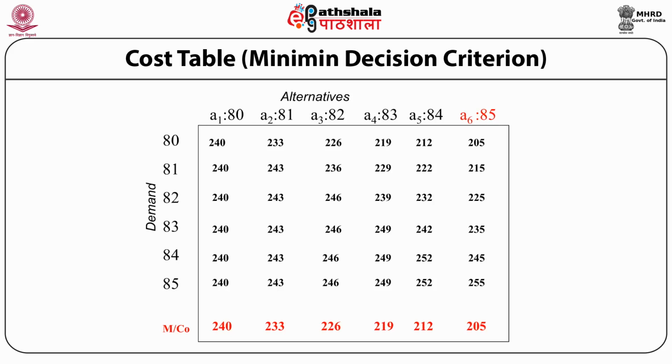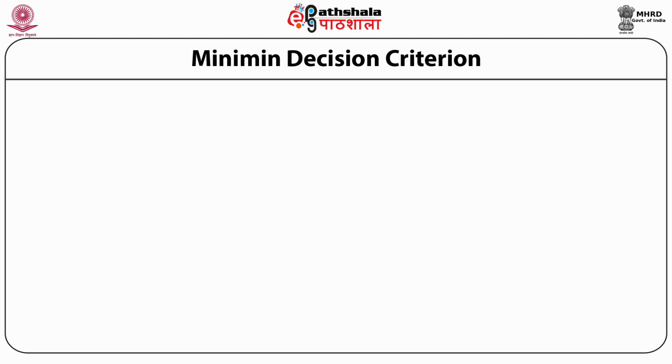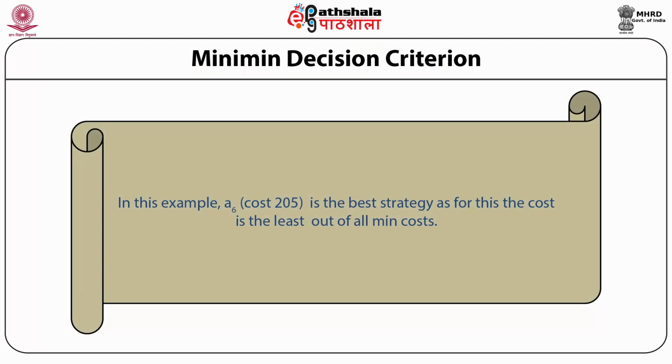So once we have calculated the minimum cost for every strategy, now we can easily select the least cost, that is 205 in this case, and it occurs corresponding to the A6 strategy. So as per the Min-min decision criterion, I will go with the strategy A6. So I have already discussed that strategy A6 is the best suitable as per the Min-min criterion, because for this the cost is the minimum, that is equal to 205.